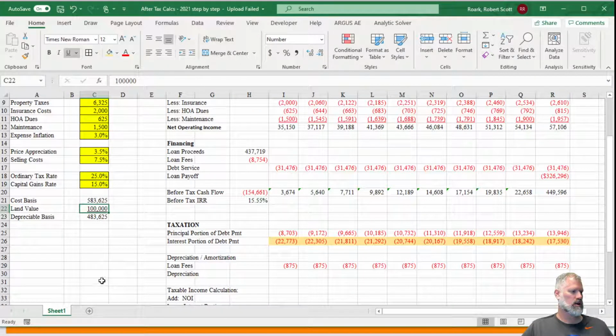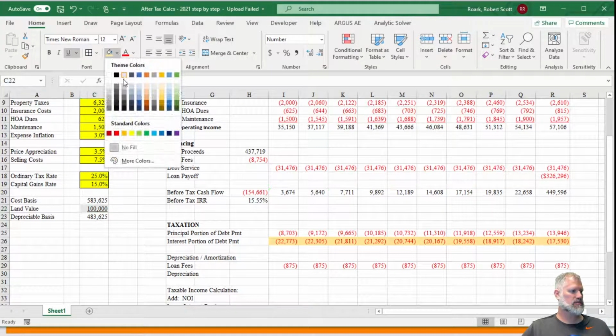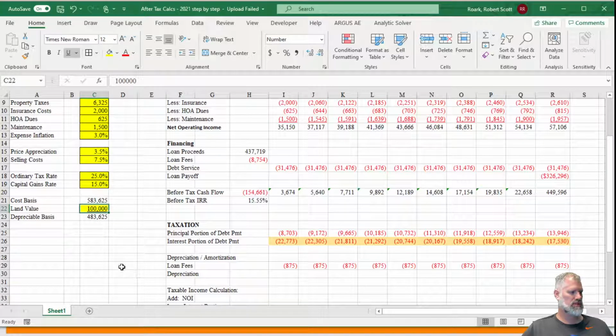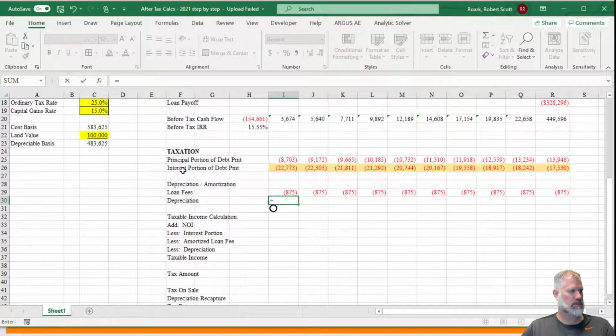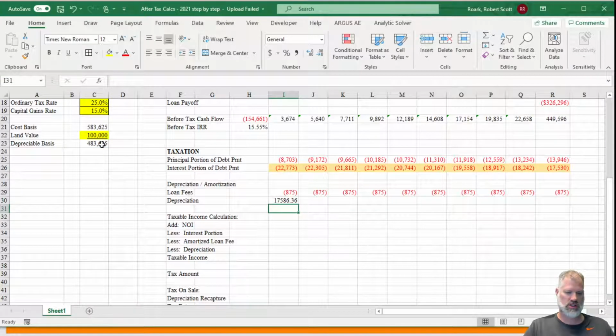And just for simplicity, we're going to assume that that is a $100,000 number. Let me go ahead and make that an explicit assumption. We're going to put that number in there. And so our depreciable basis is $483,625. And so when I'm calculating my depreciation, I'm going to take that number, the $483,625, and divide it by 27 and a half years, because that is the residential number.